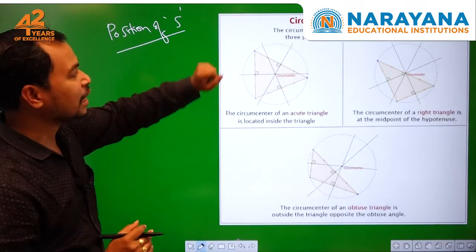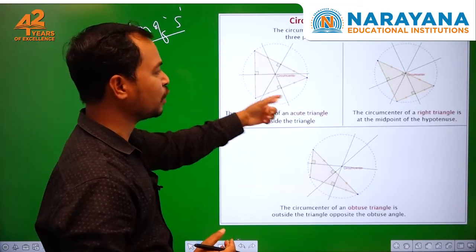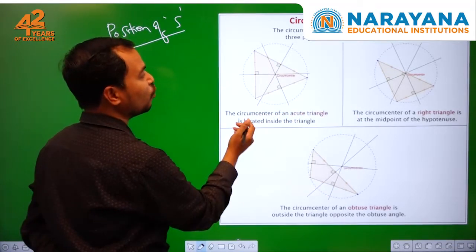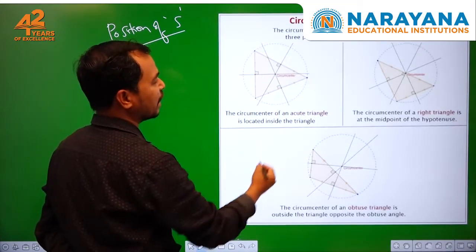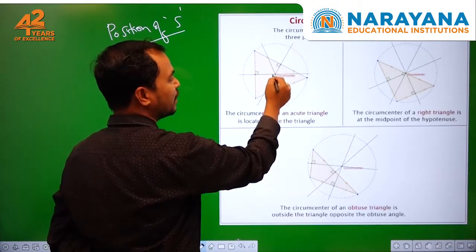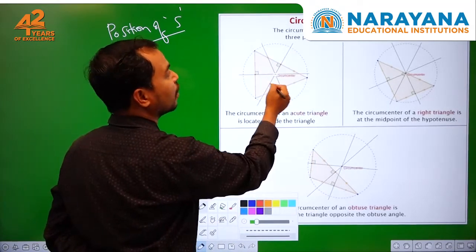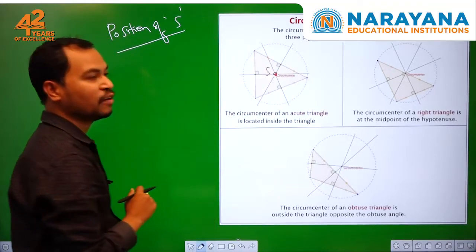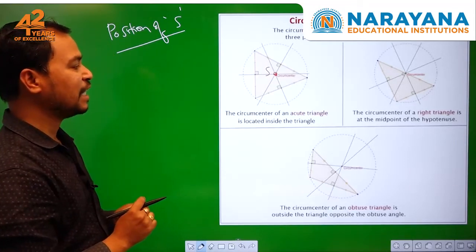Now the circumcenter of a triangle. In general we have three different triangles: one is the acute angle triangle, the obtuse angle triangle, and the right angle triangle. Is it or not? So let us see the position of the circumcenter in an acute angle triangle. I am taking this acute angle triangle. So construct the perpendicular bisectors. Obviously the circumcenter lies inside for an acute angle triangle.